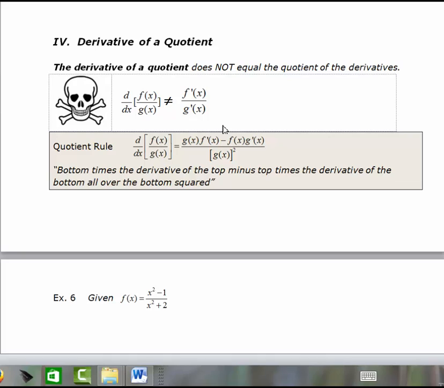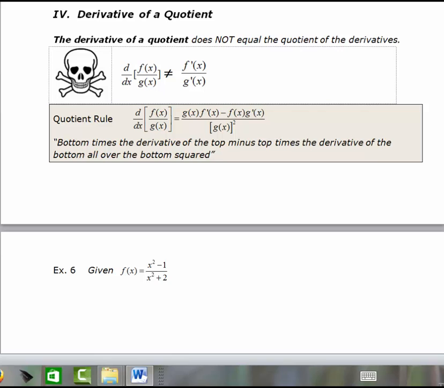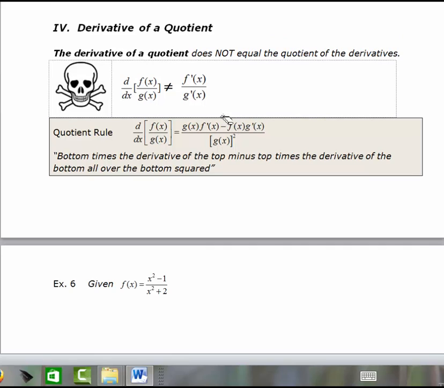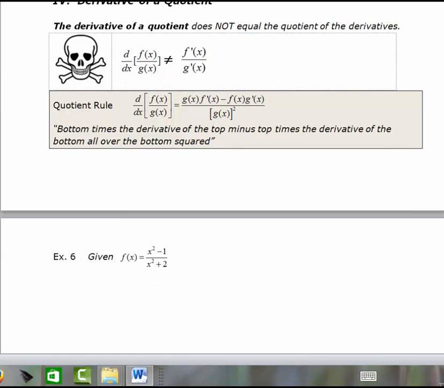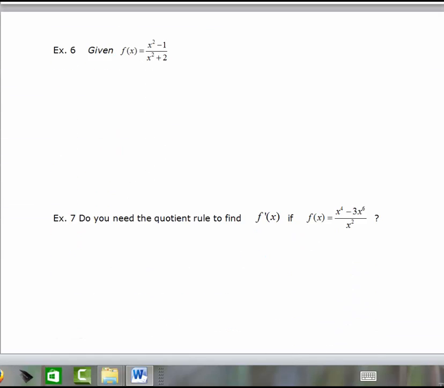And so one way to remember this, instead of using the function notation, is to say it's the bottom times derivative of the top minus the top times derivative of the bottom all over the bottom squared. The most common error is to write the numerator in the wrong order. So let's get down and apply this.